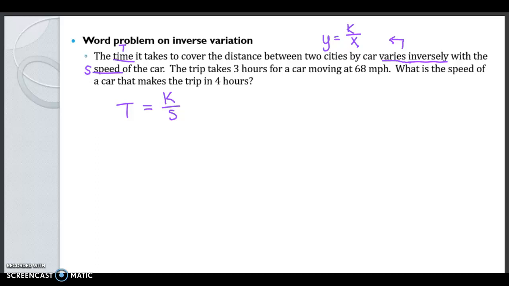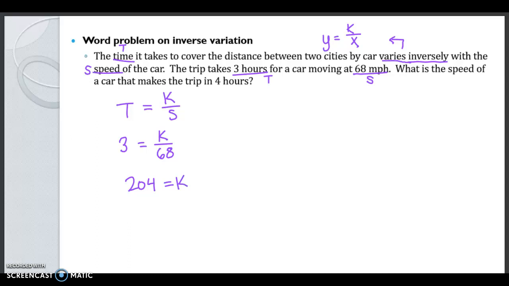We're told a trip takes 3 hours, so that's time, for a car moving at 68 miles per hour, so that's speed. So the first thing we need to do is find k. T is 3 when s is 68. So what is the value of k? Well, we need to multiply by 68 on both sides, and we'll get 204 equals k.